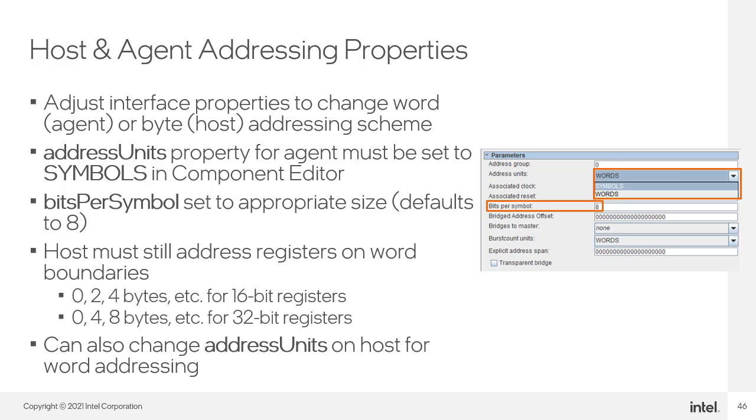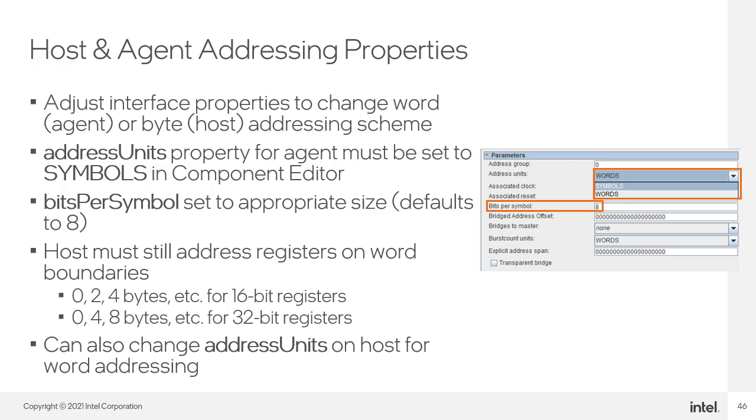For example, an agent uses word addressing. To change this to byte addressing, you'd change the address units property from words to symbols. Like Avalon Streaming, you can change the symbol size to any value you want. For byte addressing, change the bits per symbol property to 8. A standard host accessing this agent would still increment addresses based on the byte width of the host's data bus, but the address would be translated to the specified symbol width on the agent side.